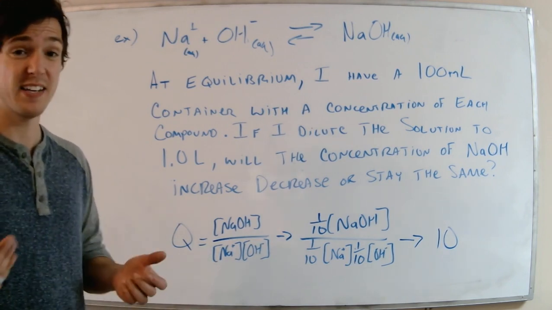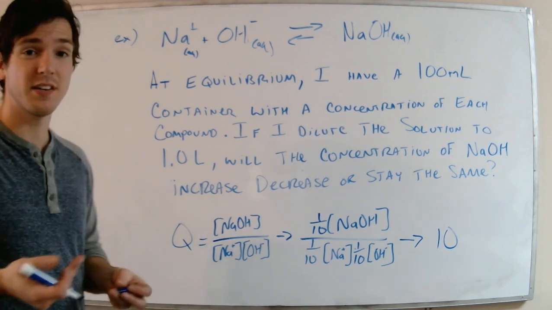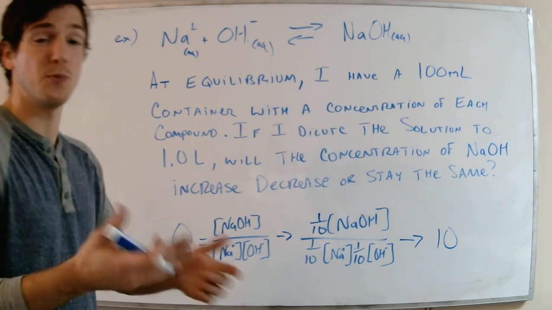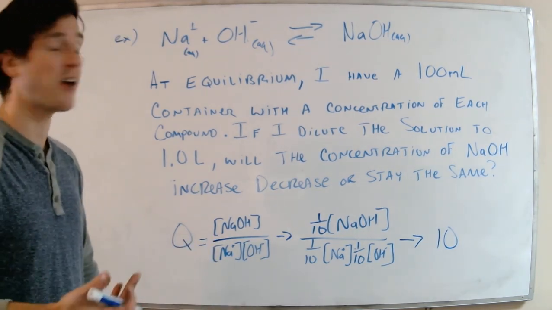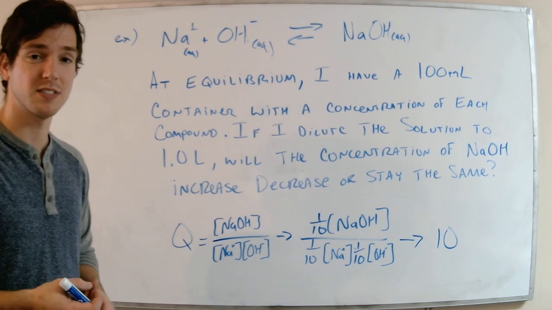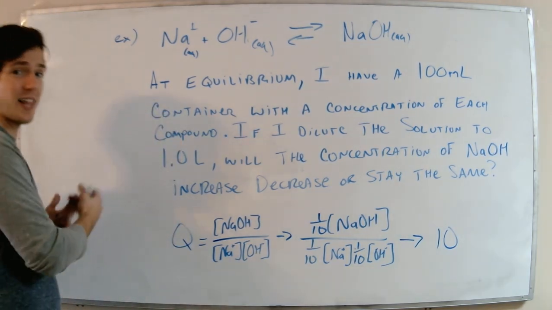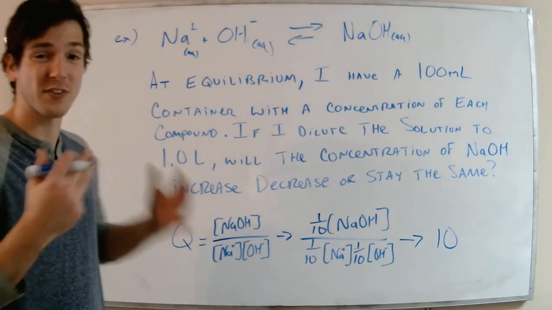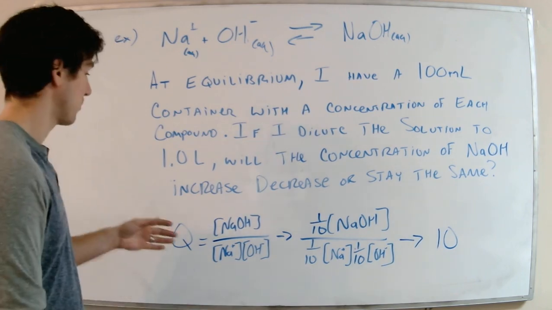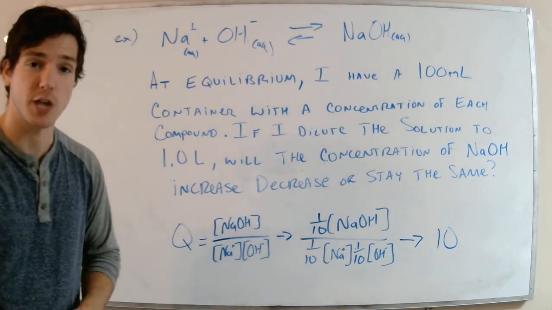Well, if 10 is greater than 1, that means you have too many products, right? So we have too many products. So which way is this going to shift? It's going to shift left. Okay, so what we're essentially doing is we're just putting in the factor of which everything changed.